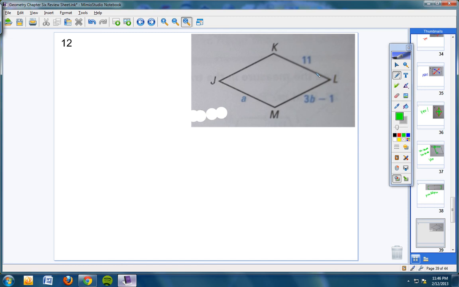All right, number 12. In rhombus JKLM, find the values of A and B. So we know we have a rhombus, and with a rhombus all 4 sides are congruent. So A equals 11 because this is 11, and 3b minus 1 has to equal 11, so 3b minus 1 equals 11. Let's go ahead and add 1 to both sides.